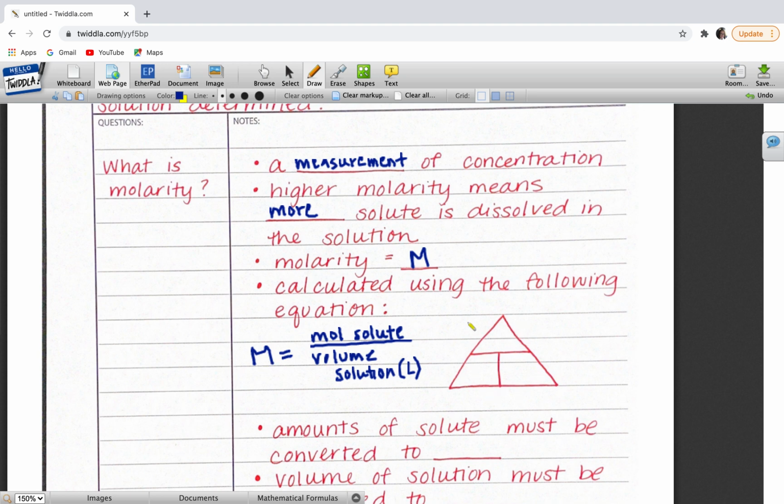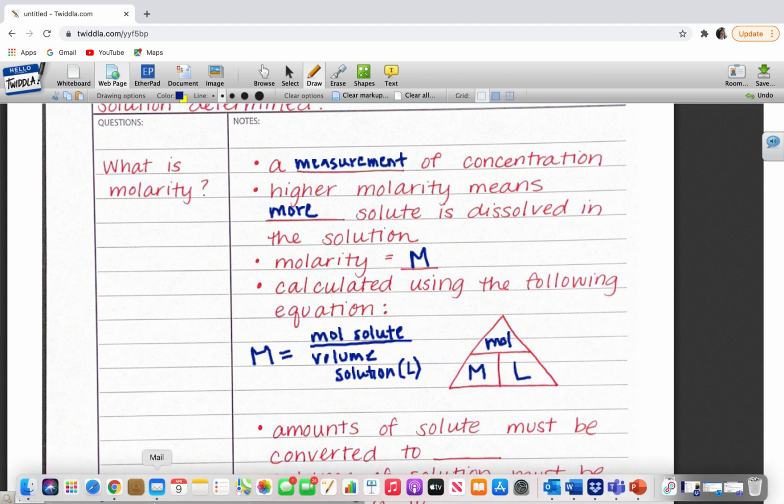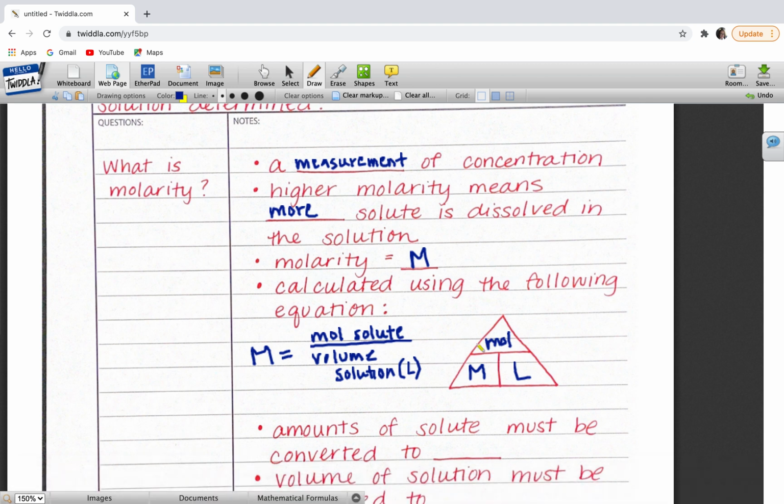Now, we can actually use a triangle to help us with this. Since this is sort of a 3-variable equation, we can use this triangle to help us with it. I would put moles on the top. I would put molarity and liters representing volume down on the bottom. So the way that this works with the triangle, in case you've never done algebra with a triangle, instead of just straight algebra, basically you're given 2 of these values and you have to figure out the third.